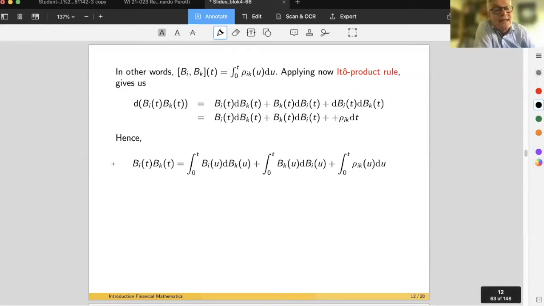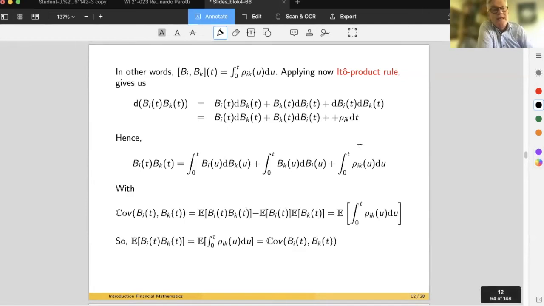And if we look at that in integral form, we see that B_i(t) B_k(t) is equal to, first of all, the term for t = 0, but that is equal to 0, so that is not written down here, plus the integral from 0 to t of B_i(u) dB_k(u), plus the integral from 0 to t of B_k(u) dB_i(u), plus the integral from 0 to t of rho_ik(u) du. So what we see here is that it's not equal to 0. It is in fact a specific number.